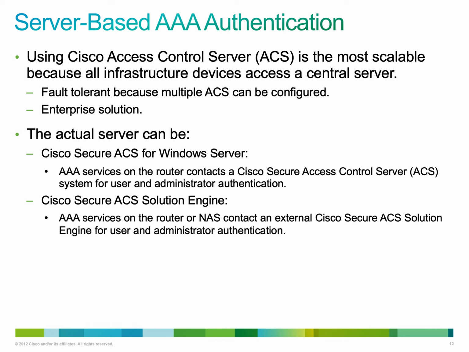So in this case, the server-based AAA authentication using Cisco ACS is the most scalable because all the infrastructure devices access a central server. So the Cisco ACS is very scalable. It can take multiple groups. You can assign group access. You can do group configuration, group access, and so on and so forth. So it's very scalable. It's very good. So using the server-based AAA authentication is superb to use.